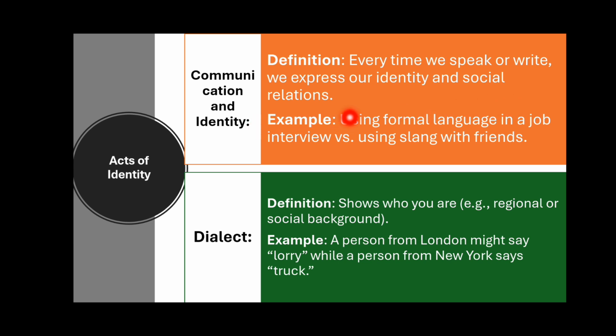Similarly, that social relationship also shows, for example, if I am speaking to my students, people might know what the relationship is between this person and that person, because our relationship will be very, very formal, right? Because I'm holding one position and my students are holding another position. For example, using formal language in a job interview versus using slang with friends. So when we are in an interview, we will use formal language. And when we are with a friend, we'll use colloquial or informal language.